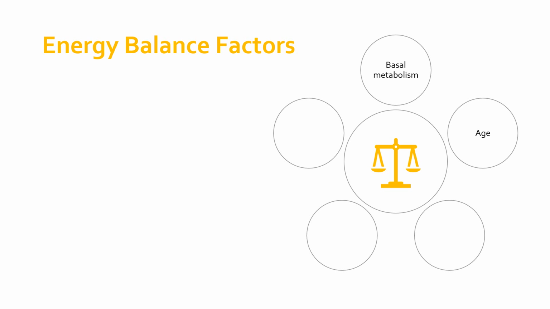So basal metabolism, the amount of energy that your body needs to burn to stay alive, actually drops as you get older. Once you pass puberty and into adulthood, as you go past various age milestones, your basal metabolism begins to drop off.